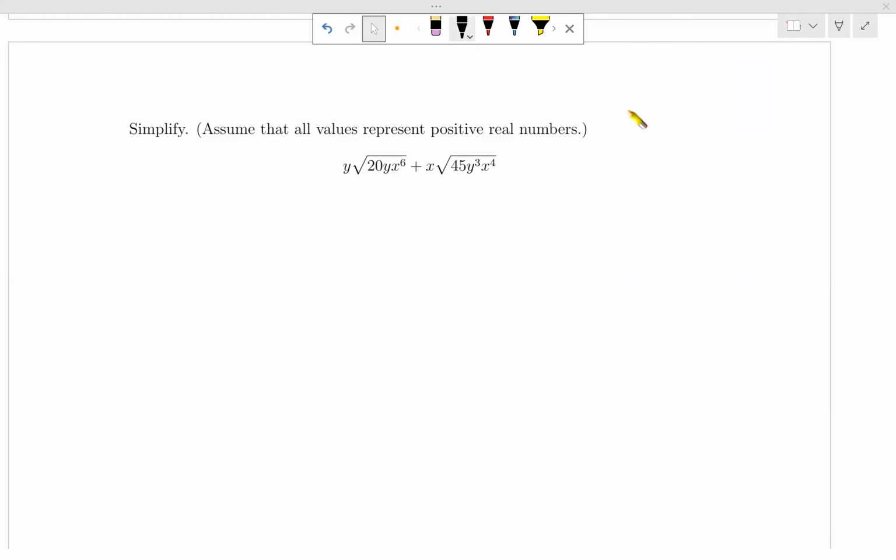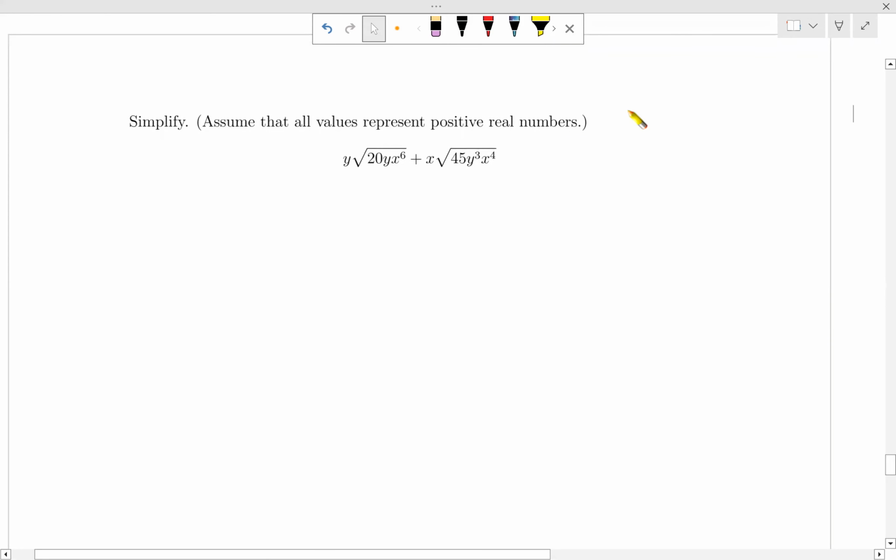Hey, so we've got this problem and it says simplify. Assume that all values represent positive real numbers. All right, so the only reason they put that in there is because if something was negative, you can't take the square root of a negative number. So that really doesn't tell us anything. We're just going to keep going like we normally do.